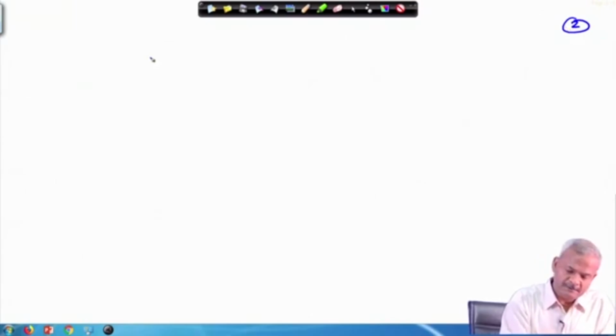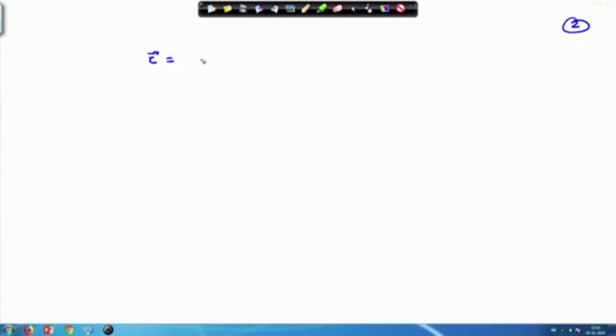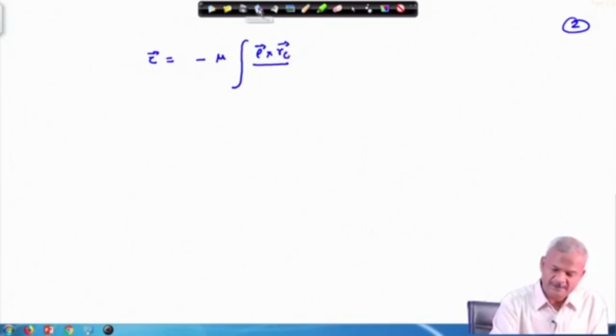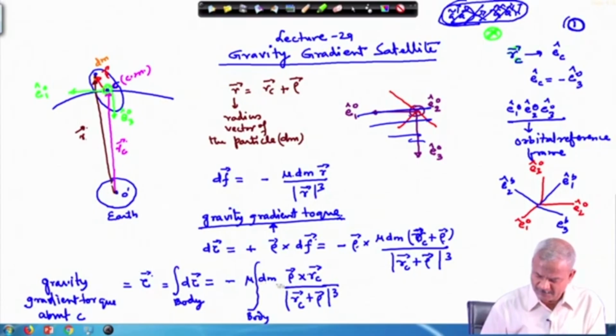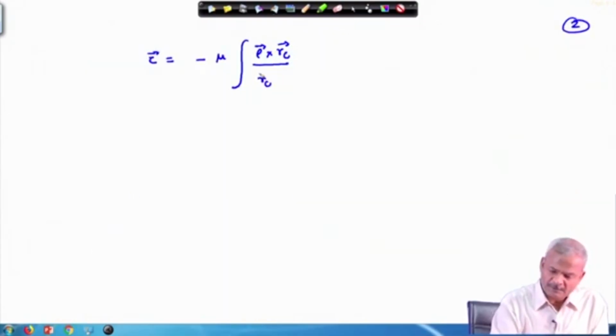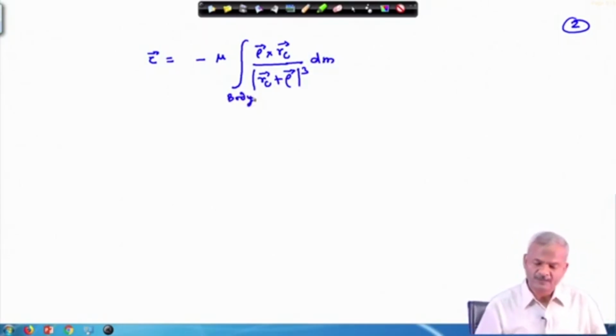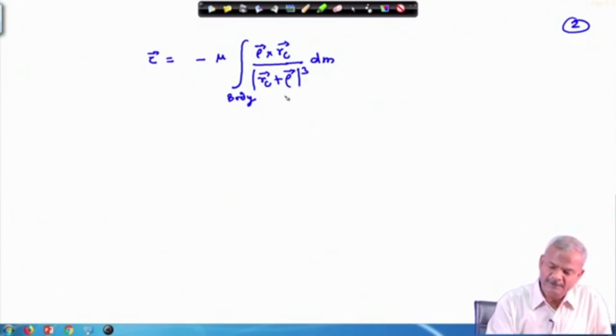So, we have here tau equal to minus mu times rho cross R c divided by, this is the place where most often we make the mistake, copying from one page to another page. So, this is mu rho cross R c over the whole body, we have to integrate it. First of all we will determine this factor.